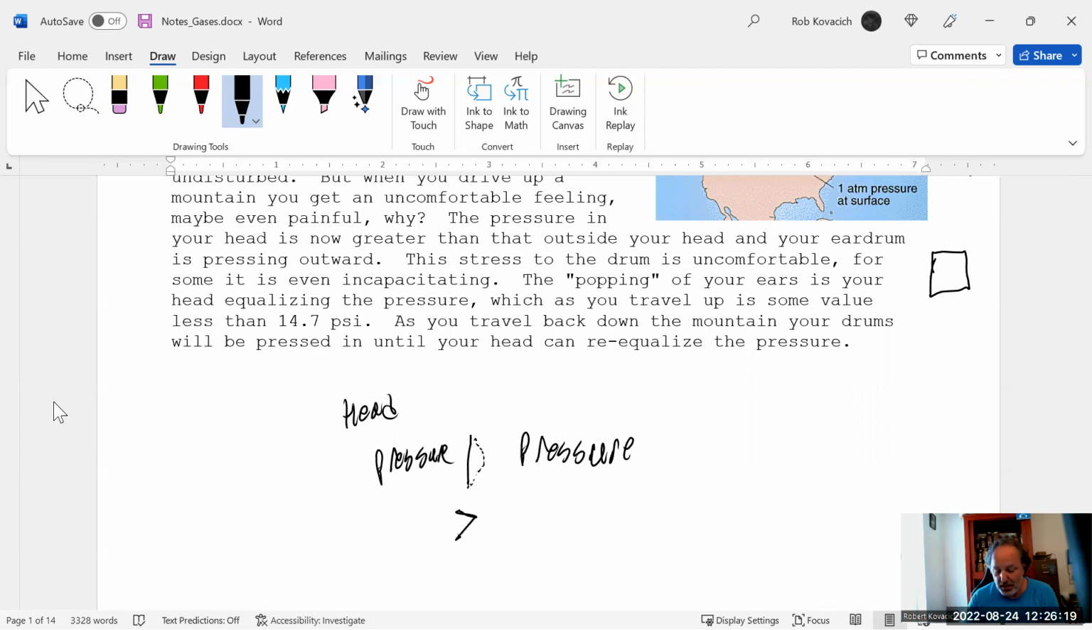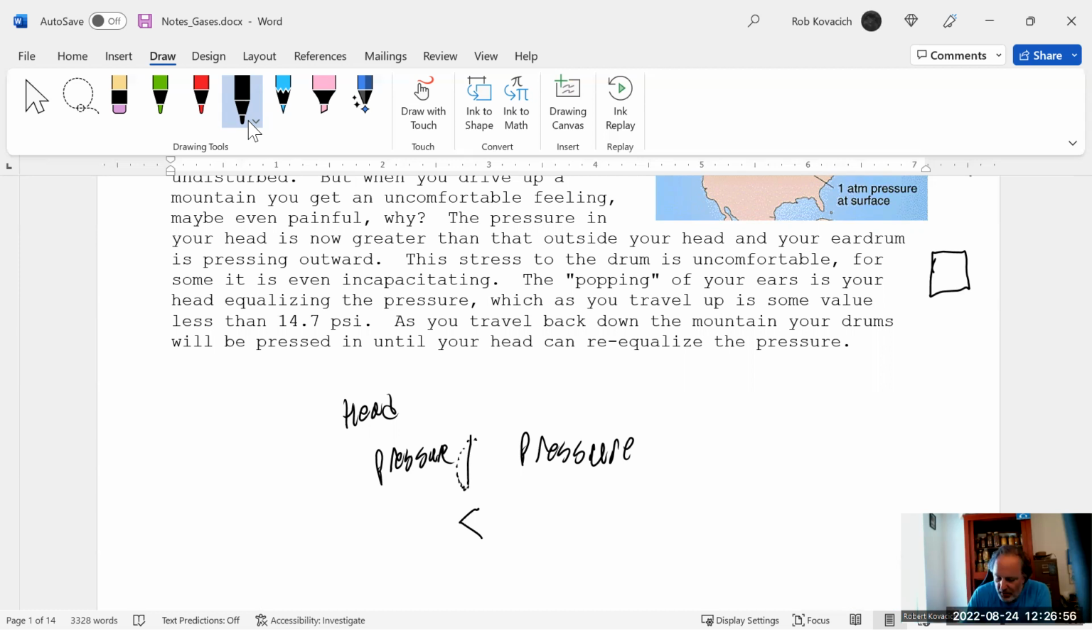For some people, it can be debilitating in the amount of pain that it generates. And then what happens when you come down the mountain? The exact opposite. Then the exterior pressure pushes the eardrum in, and you need to increase this internal pressure. So you do that simply by breathing or sneezing, plugging your nose and blowing. Lots of different ways that you can equalize that sinus pressure inside of your body to make sure that the pressures are equal. This is applicable to diving.